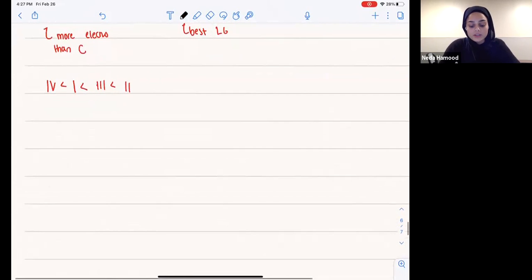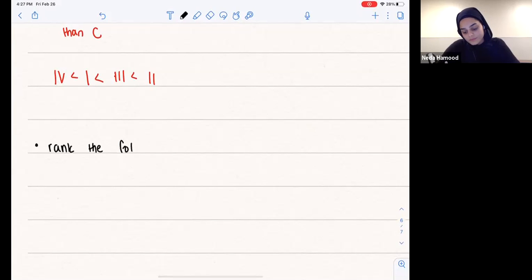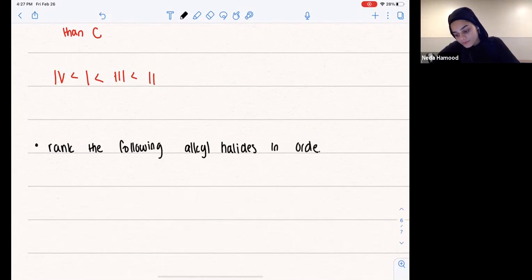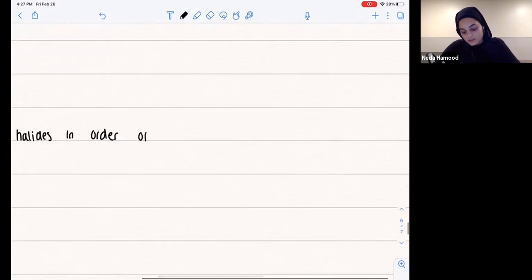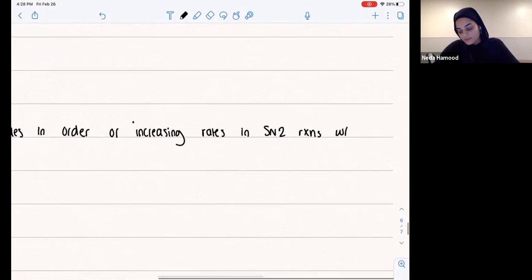Okay, so this next one, so fun. I think we did something like this in class today. So we're going to rank the following alkyl halides in order of increasing rates in Sn2 reactions with NaCN.